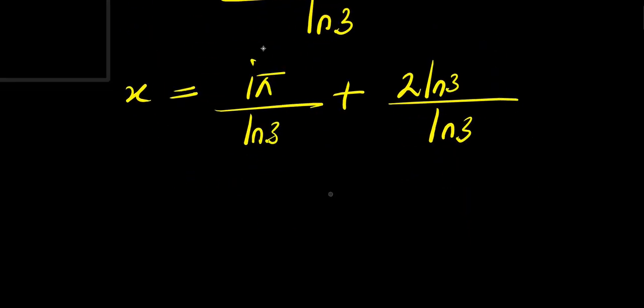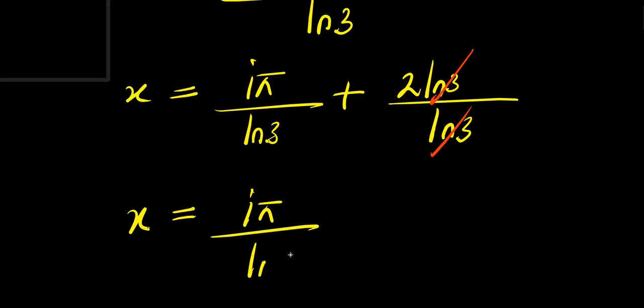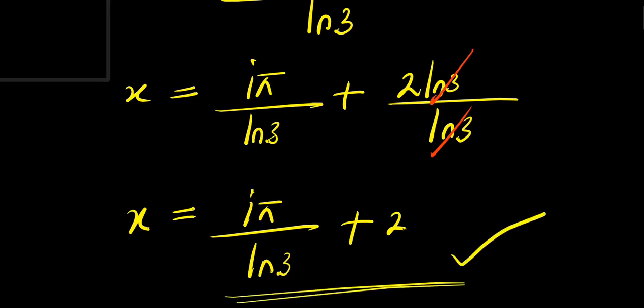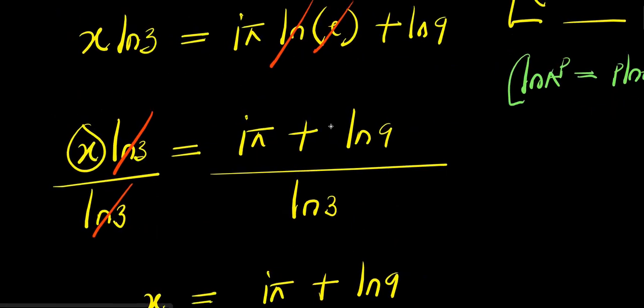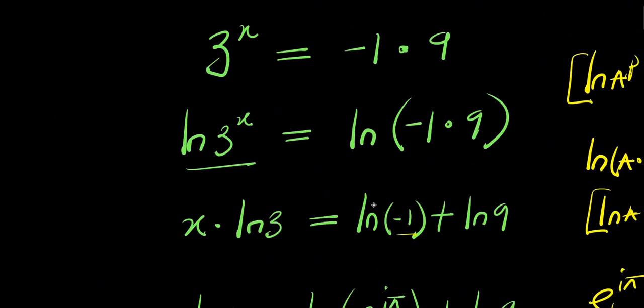So from here, this cancels this. I simply have x equals i times pi divided by natural log 3 plus 2. So this is our answer based on this particular method.